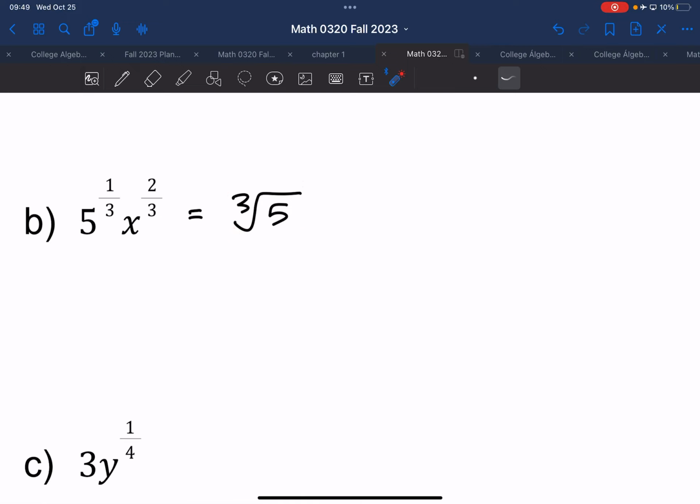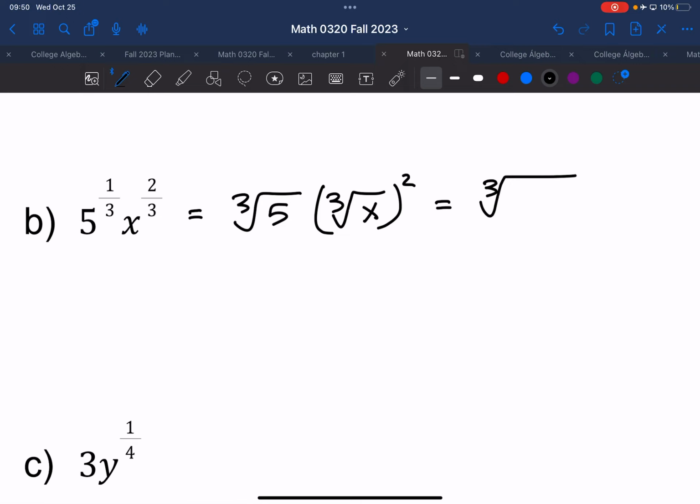Okay. How would I rewrite the x? Good, the cube root of x squared. Okay. So we could choose to leave it like this, however, since both parts have the cube root, we can combine it into one radical. So this would be the cube root of 5x squared.